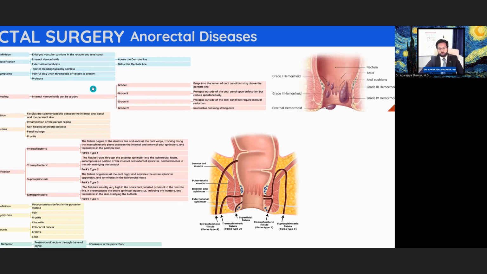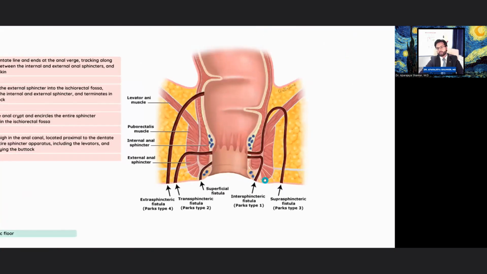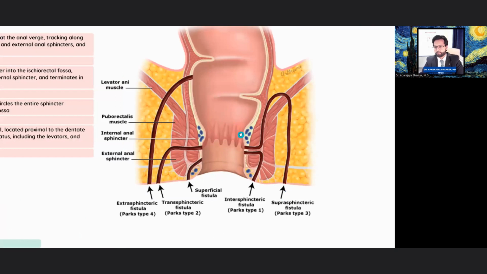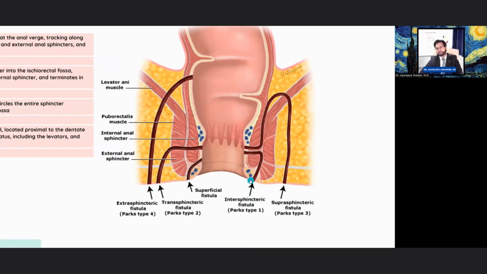Now, when you look at fissures, let's not go to fissures, so let's go to fistulas. So a fistula is a type of connection between two epithelial surfaces, right? So the first epithelial surface is that normally with a fistula, what happens is that this is the perianal region.